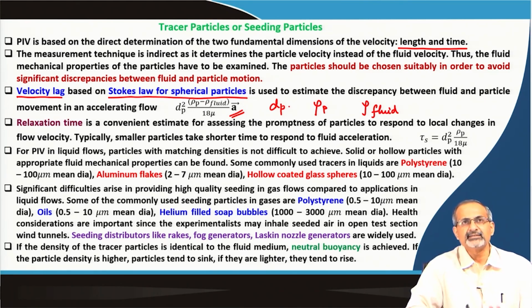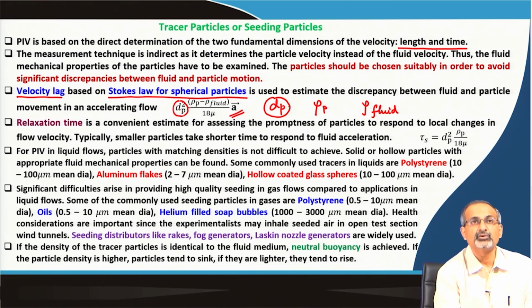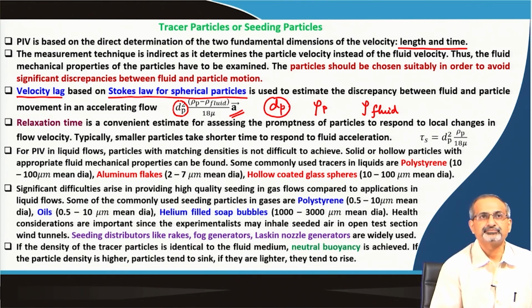So, this law basically gives us some estimate about the difference in the velocities. Of course, if the densities of the particle and fluid match exactly, then there is going to be no difference at all. As the particle diameter increases, then obviously, because it varies with the square of the particle diameter, there could be significant differences in the velocity. Also, if the densities are significantly different, there would be significant velocity lags.